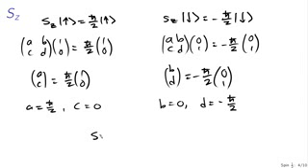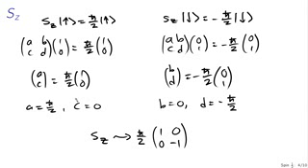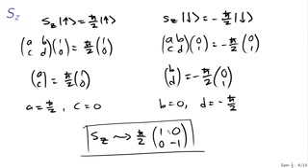Which means we can write down our matrix expression for S sub z in this basis as simply ħ/2 times the matrix (1, 0, 0, minus 1) for A, B, C, and D. So this is our expression for S sub z. We have S squared, we have S sub z.